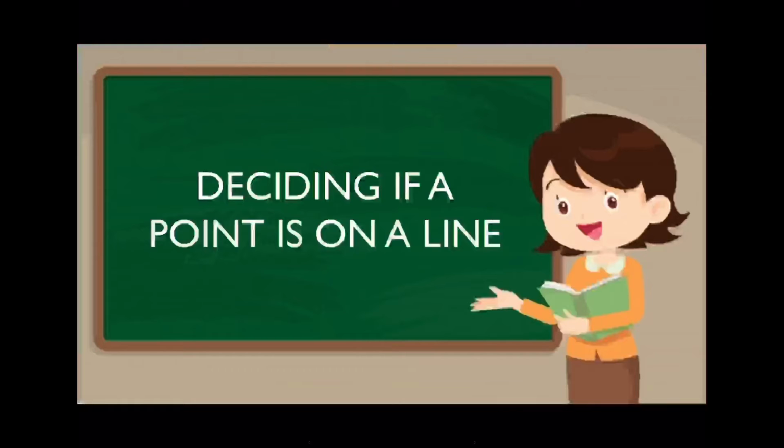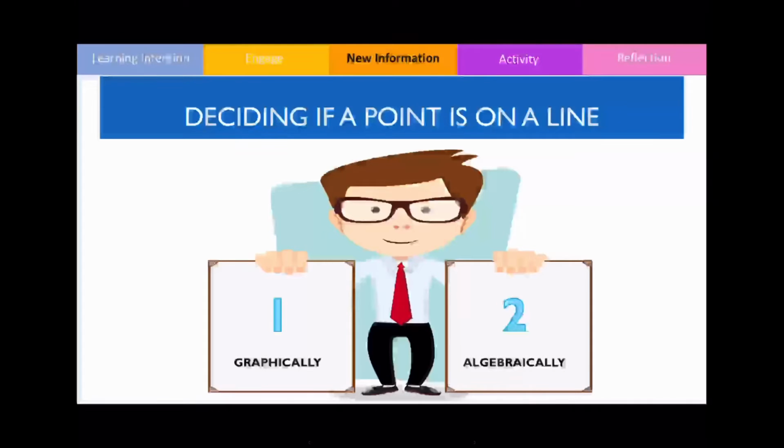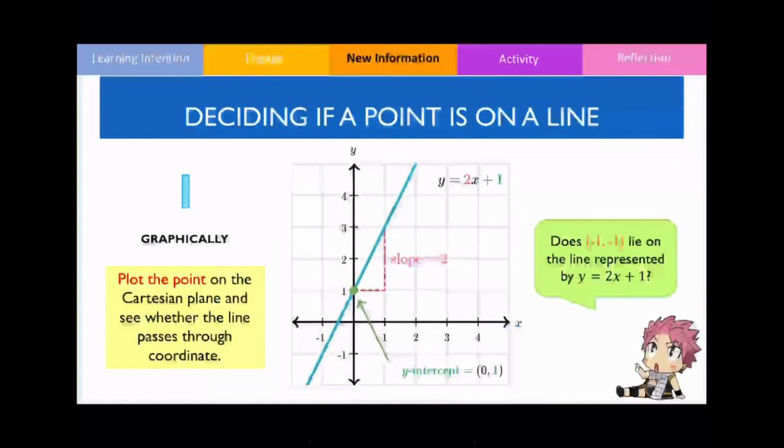What we're going to look at next is how to decide whether a particular coordinate lies on a straight line. There are actually 2 methods that you could use to determine whether a coordinate lies on a straight line. The first one is graphical, and the second method is by determining algebraically, okay? The first method is pretty straightforward. If you want to see whether a particular coordinate lies along the straight line, you just plot that on the Cartesian plane and see whether it actually sits on the line.